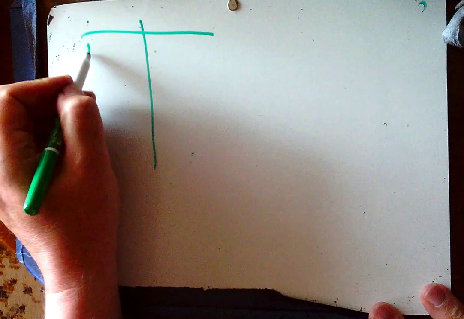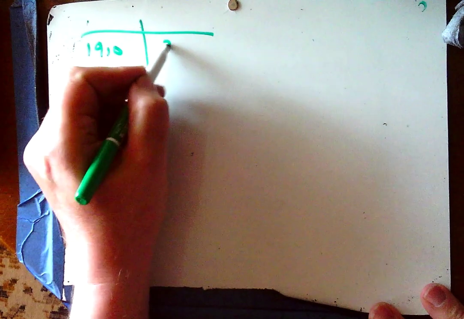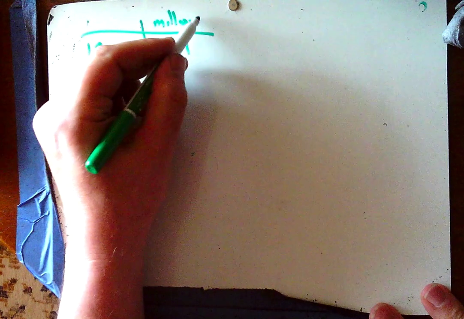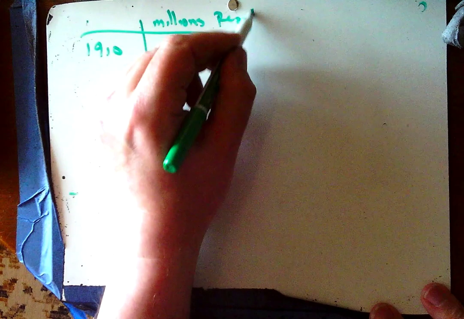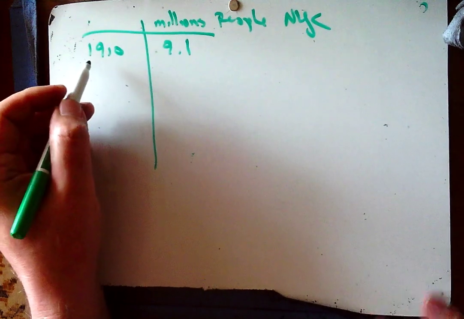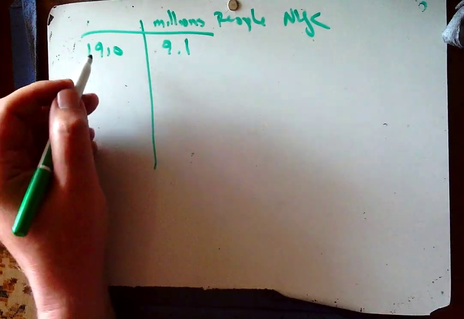Okay. Now, in addition to doing these problems, we could also be given this kind of a thing, where we're given a table: 1910, 9.1 million. These are millions of people from my hometown, New York City. In 1910, there were 9.1 million.